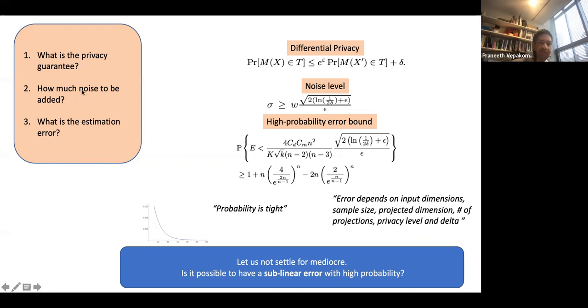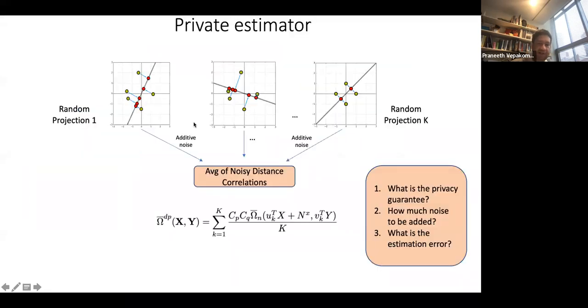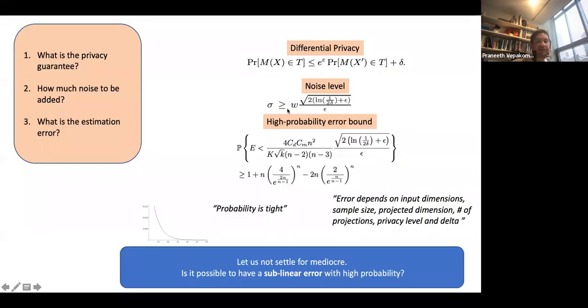So the second question is how much noise needs to be added. Differential privacy is parameterized by epsilon and delta, right? That's the level of privacy that someone's shooting for. So depending on the user's choice of epsilon and delta, this is the amount of noise you need to add. And we have some constant W as well, which we tell you how to derive. So where are we adding this noise? We're adding it to the random projection. You're projecting your data and adding some noise before you measure the correlations. And then we're saying it's private. So that's where you add the noise.